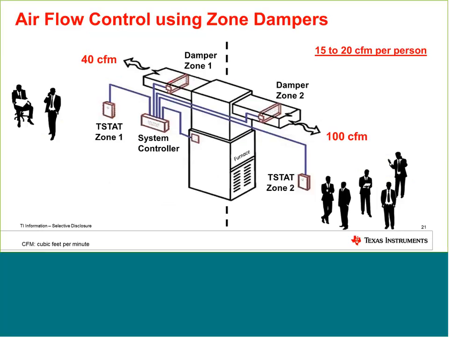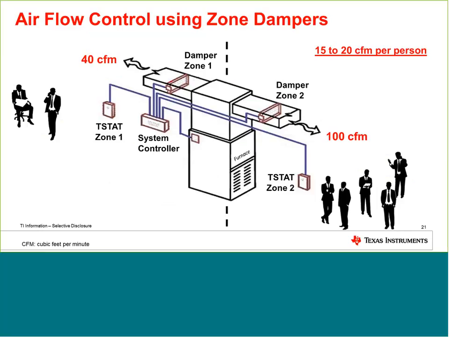So what is also important, and why is that important? This is very important because you can see we now have two different zones here, and we need to know what the temperature and humidity are in zone 1. For example, you can see T-stat, thermostat, zone 1, and then we also have a thermostat in zone 2.